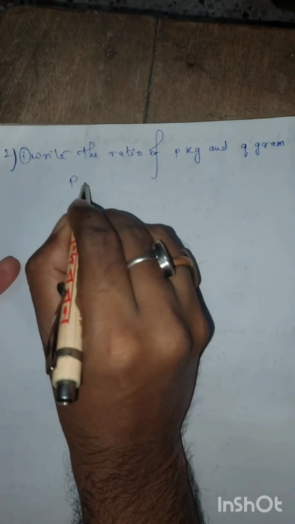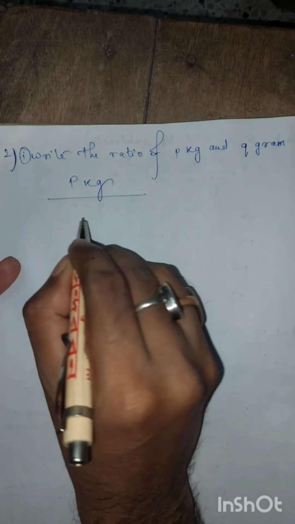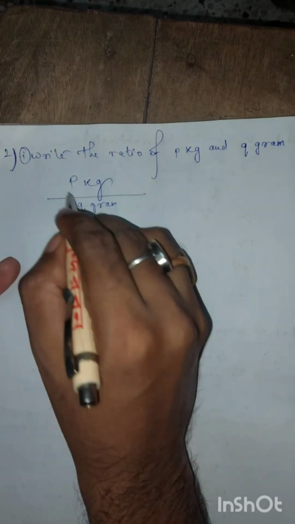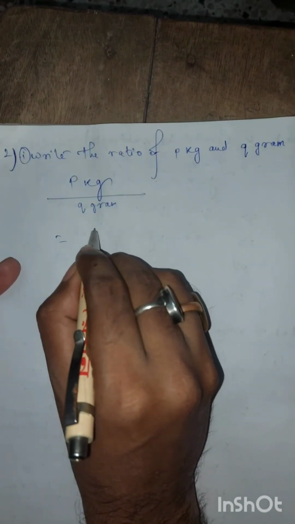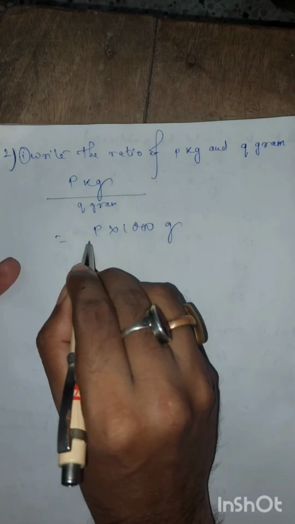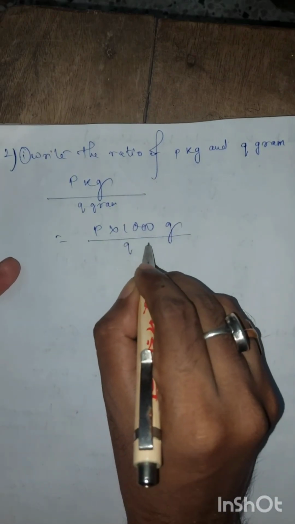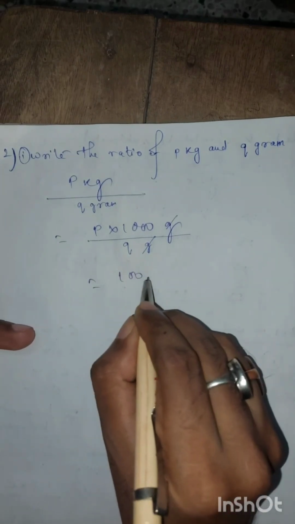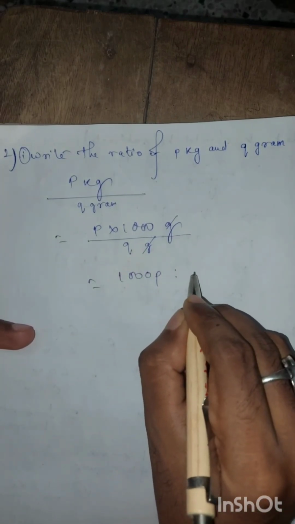It says write the ratio of P kg and Q gram. So P kg by Q gram. Now if we convert P kg into gram, we get P into 1000 gram, by Q gram. So gram can be cancelled. So it becomes 1000 P is to Q.